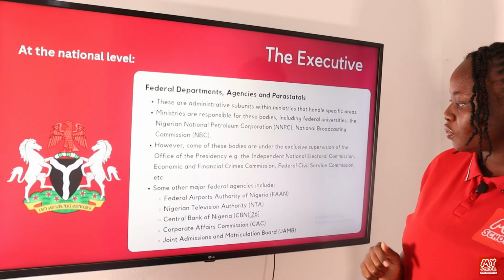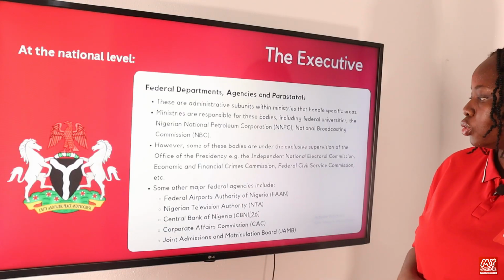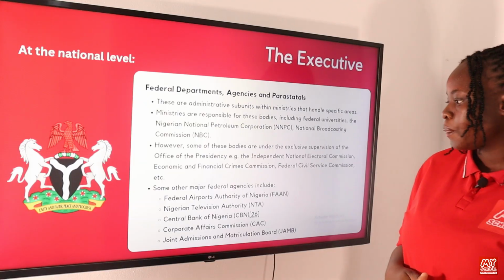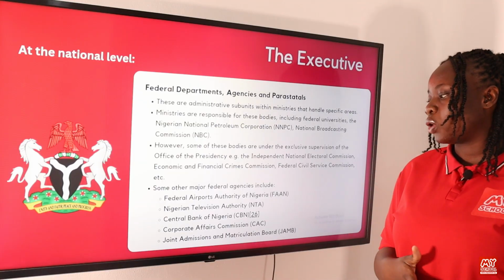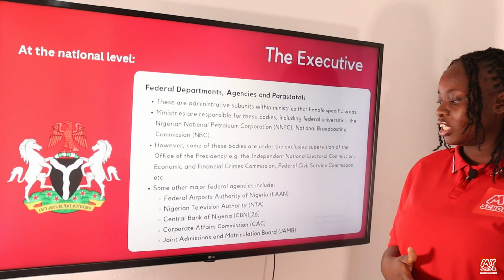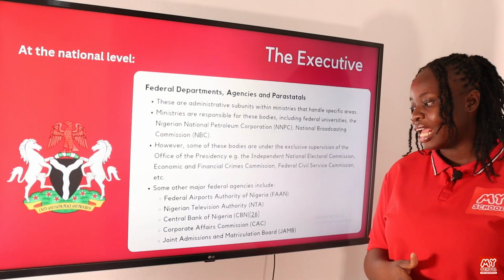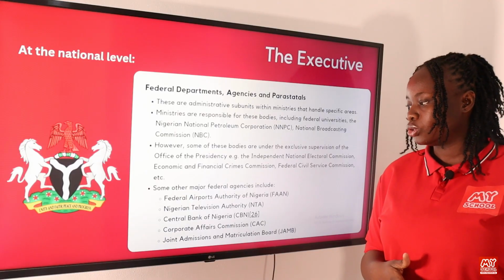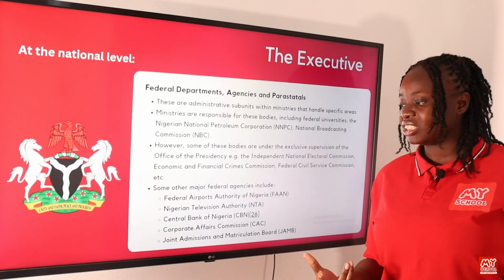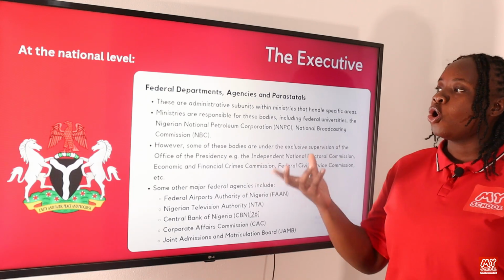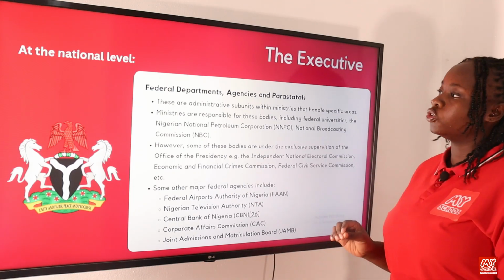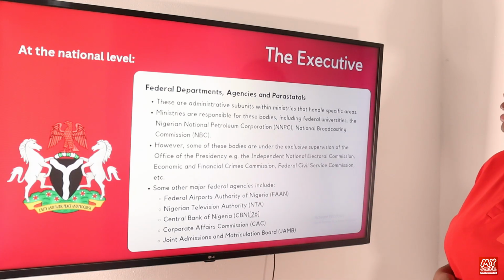So some other major federal agencies include the Federal Airports Authority of Nigeria, or FAAN, the Nigerian Television Authority, or NTA, the Central Bank of Nigeria, or CBN, the Corporate Affairs Commission, CAC, and the Joint Admission and Matriculation Board, or JAMB. These are all federal agencies and they are under the purview of the different ministries within the country. Now let's move on to the next slide.